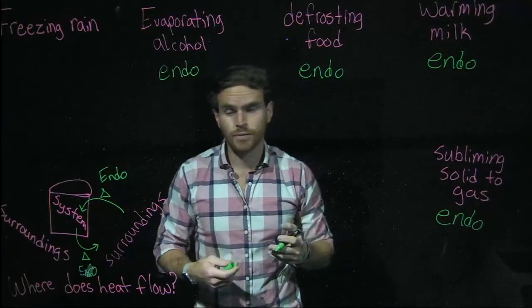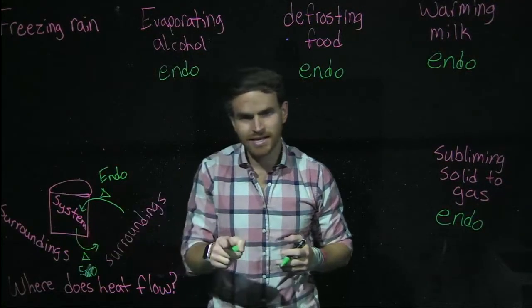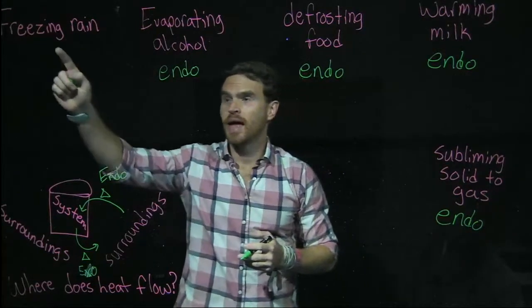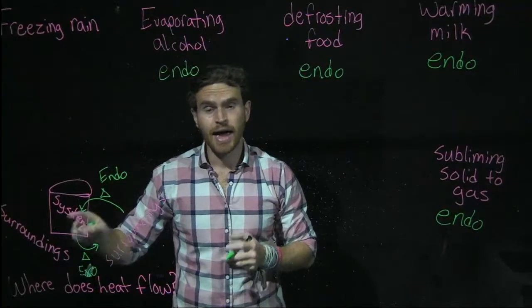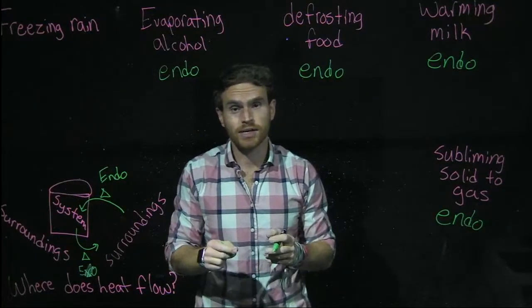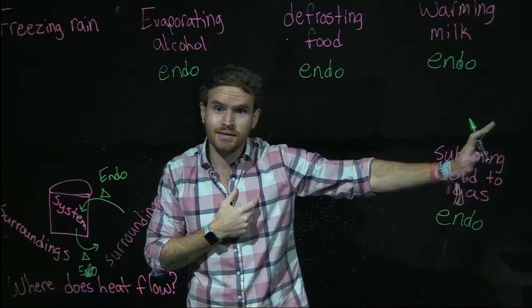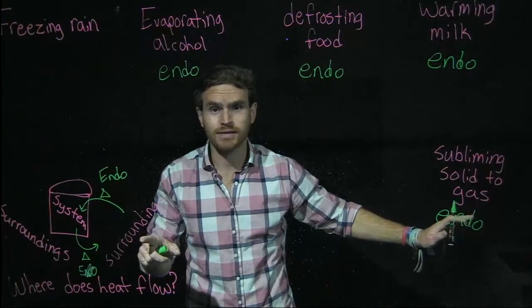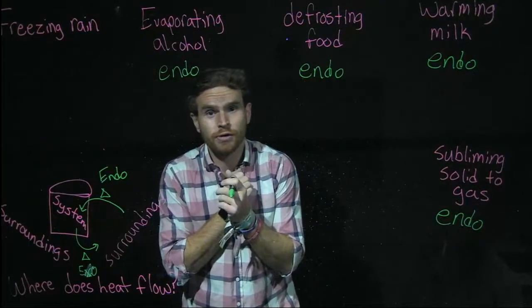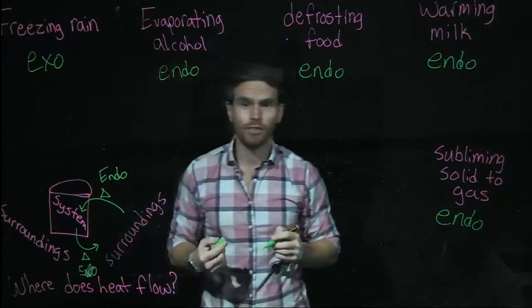An exothermic reaction, remember, puts heat from the system into the surroundings. And when you freeze rain, the rain is the system. The only way that a liquid can turn into a solid is if it gets rid of all of its heat. And by pushing its heat back out to the surroundings, the system gets colder. And when it does that, that is what's called an exothermic reaction.